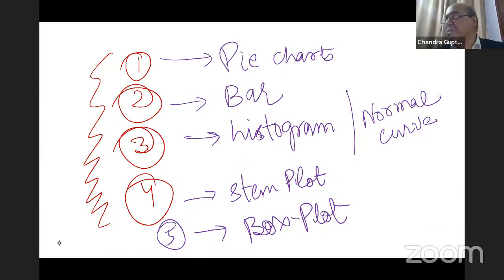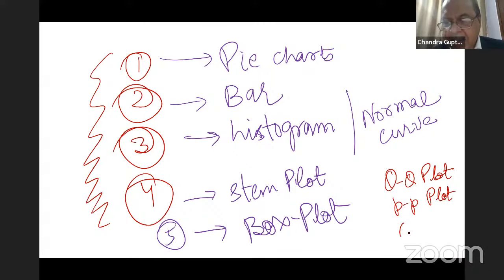Now the problem is you people have named so many graphs. Which graph do I have to use for which kind of data and for what purpose? That's the problem which we are going to discuss. Pooja, it's either QQ plot or PP plot. It's not a QP plot. Either you will have a QQ plot or you will have a PP plot. There's nothing like QP plot.